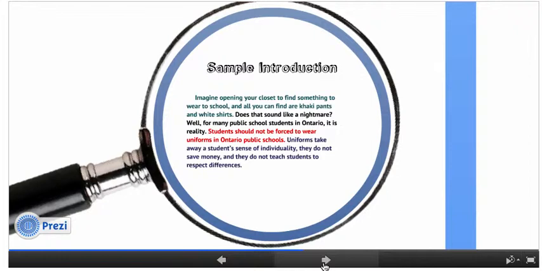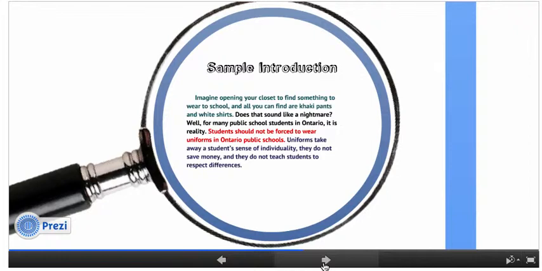Let's take a look and break down what we've got here. First off, we've got our 2 or 3 sentences about what this essay is going to be about. It gets our attention, sounding like a nightmare. Our thesis statement is the one that's going to be in red: students should not be forced to wear uniforms to public school in Ontario. Now, that's a forceful sounding statement without being in your face. Why is that good? Because it's not "I believe" or "I think." It is "this is what should be happening."